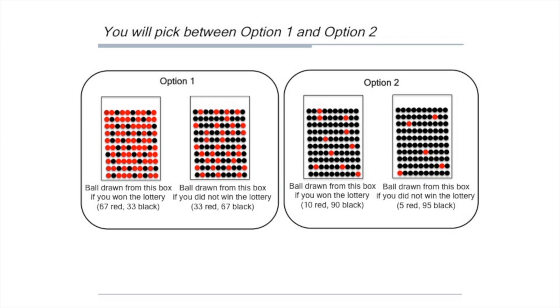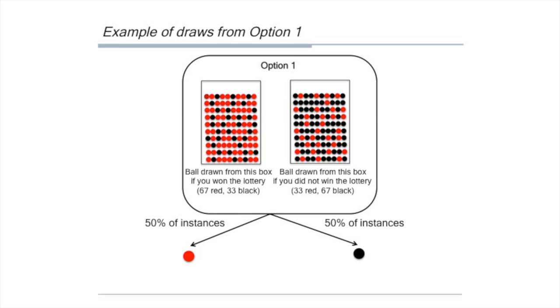Let's now think about what type of information these options can provide. Let's first take option 1. You can expect to see a red ball 50% of the time and a black ball 50% of the time from this option, because half the time the computer will draw a ball from the left box where 67% of the balls are red, and the other half the time the computer will draw a ball from the right box where 33% of the balls are red. So on average, 50% of the time, the computer will draw a red ball from option 1.